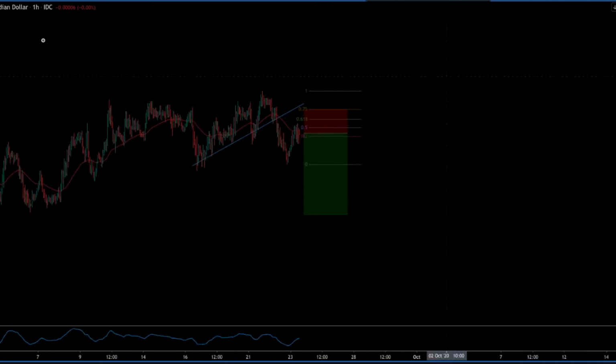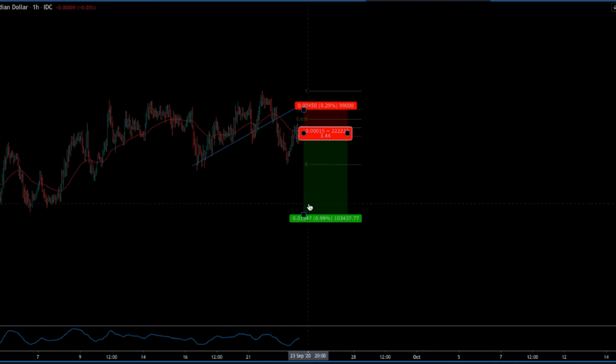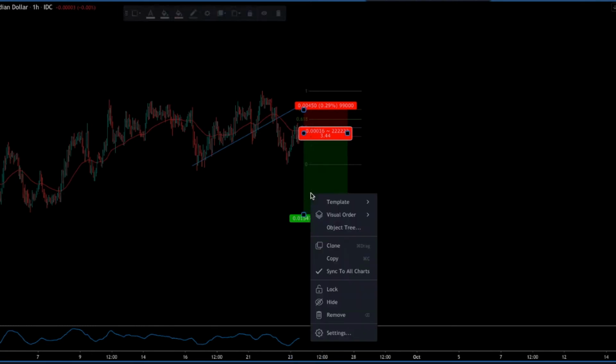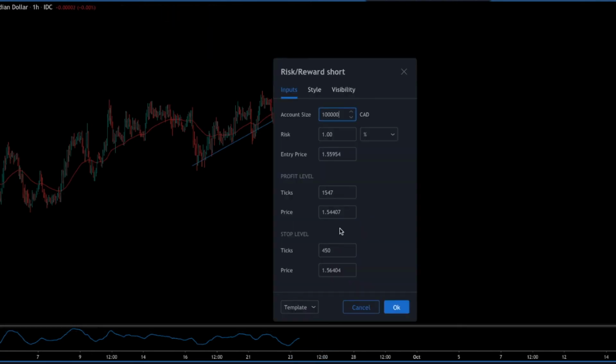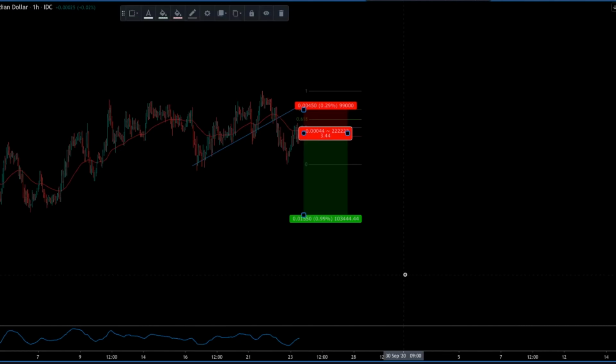So this is going to be Euro CAD short with a 45 pip stop, and we're going to say 155 pip target. That 1547 below my cursor, that's 154.7 pips. So let's go back and change that to 155. Okay, so now we've got a 155 pip target with a 45 pip stop.